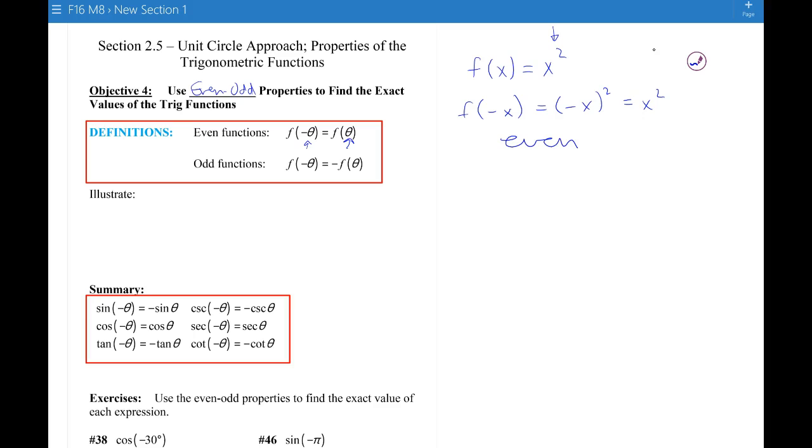Odd functions say if you put negative theta into the function, you get the opposite value than you had. The simplest one of these, of course, is x cubed. So if we put negative x there and cube it, we'll get negative x cubed, which is the opposite of what we started with.